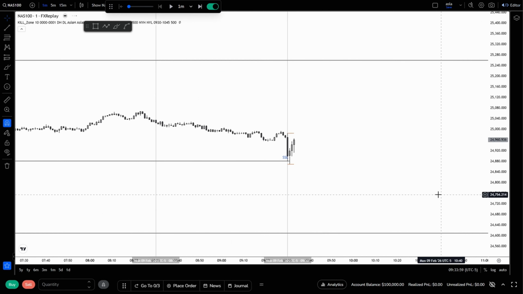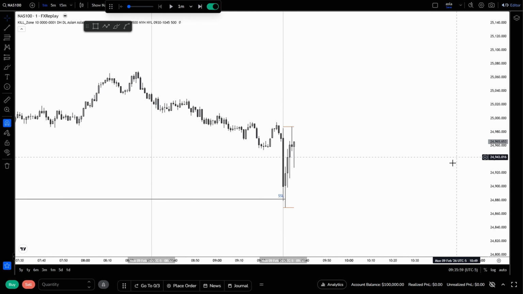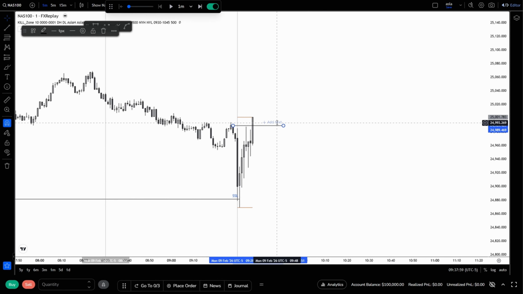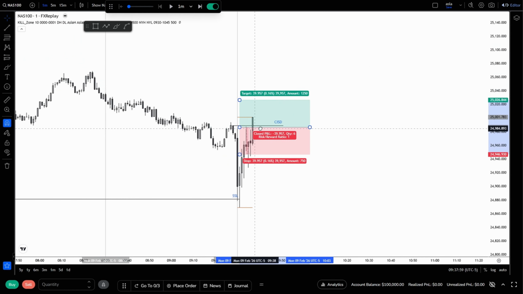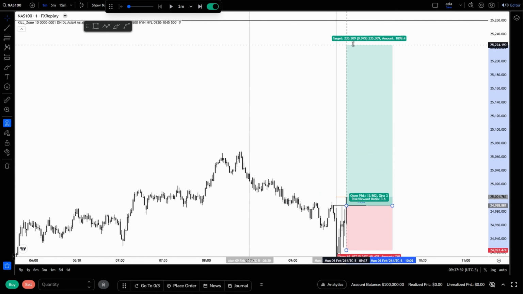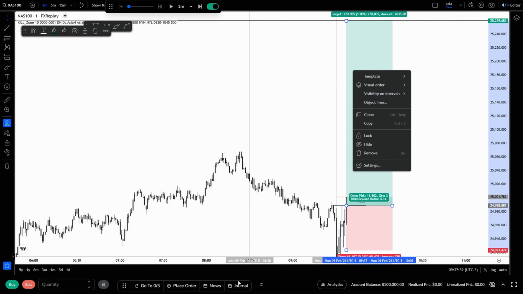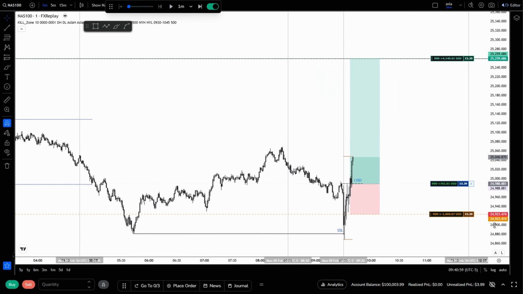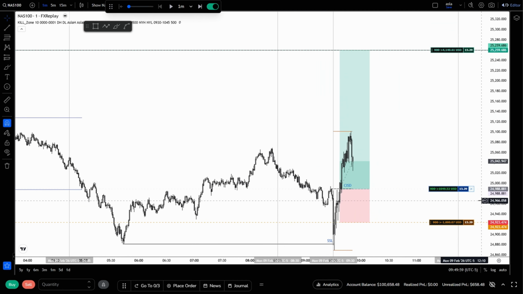On the lower time frame, we get a clear change in the state of delivery. That shift tells us that the manipulation phase is likely complete. At that point, we can enter directly at the CISD, place our stop loss below the low that was swept, and target the opposing side liquidity, which is the buy side liquidity resting above. And as you can see, price moves very cleanly and directly into those targets.